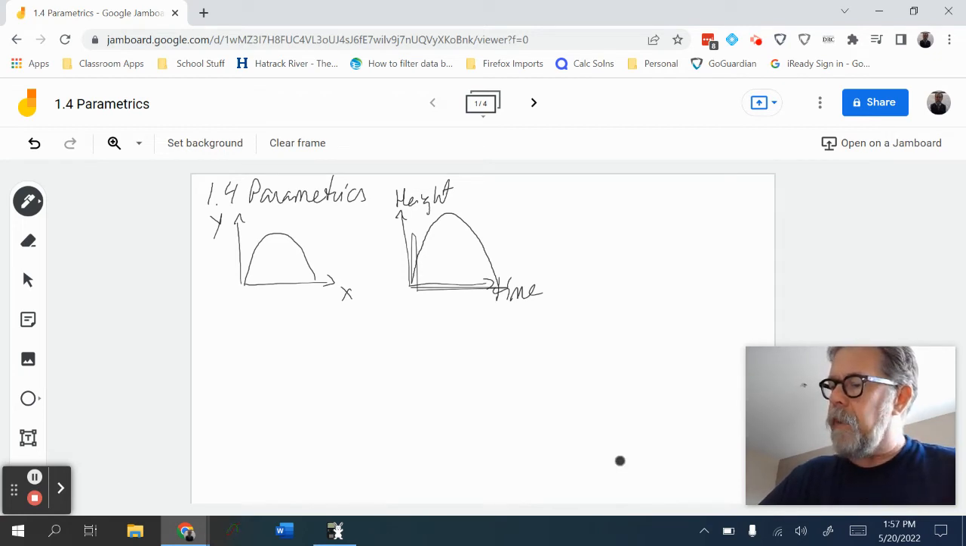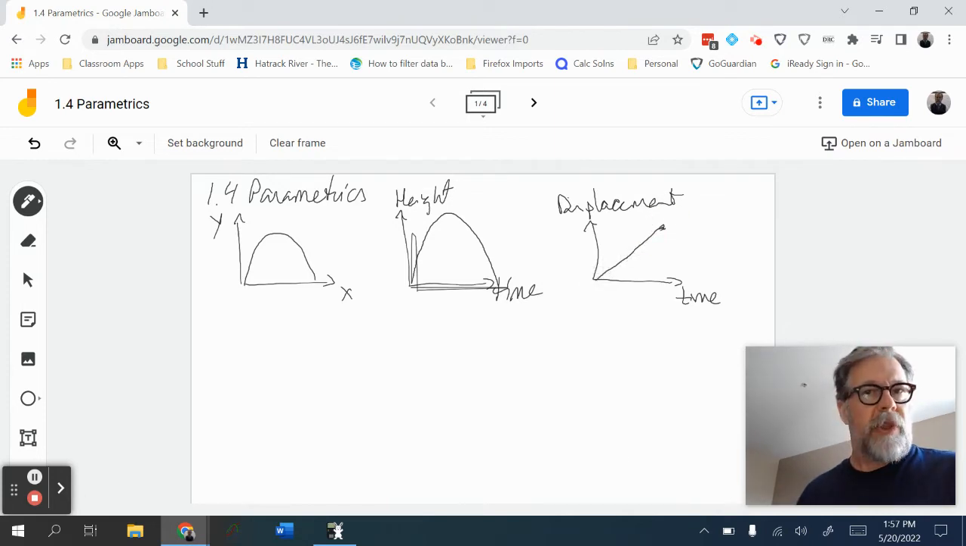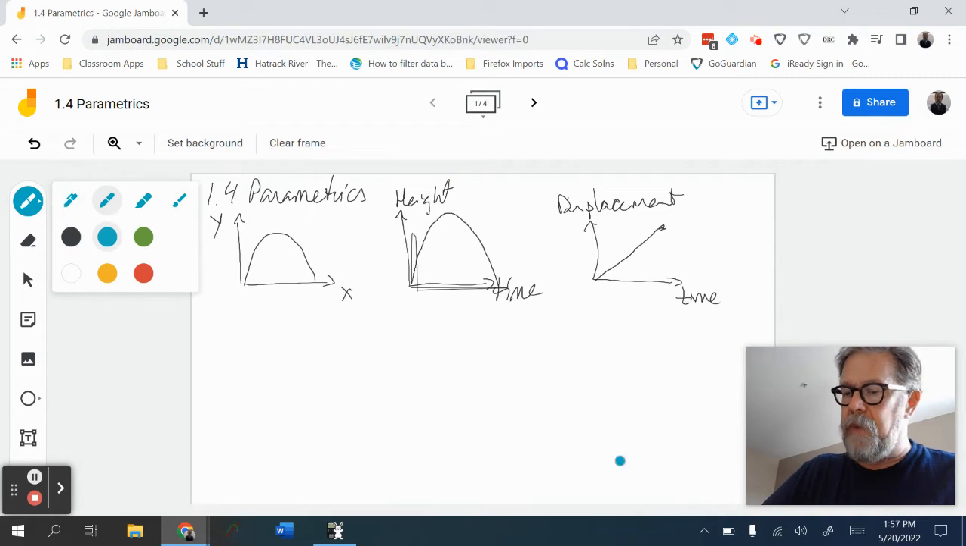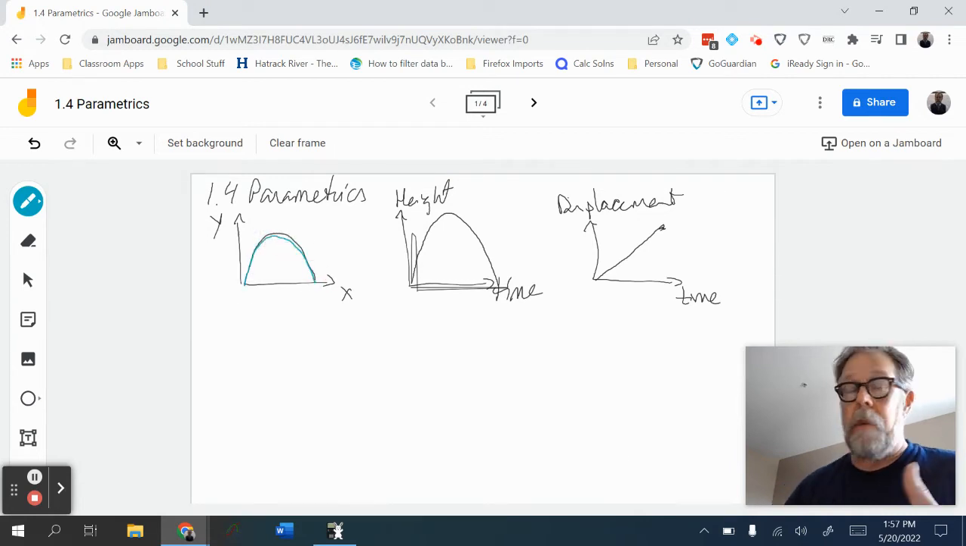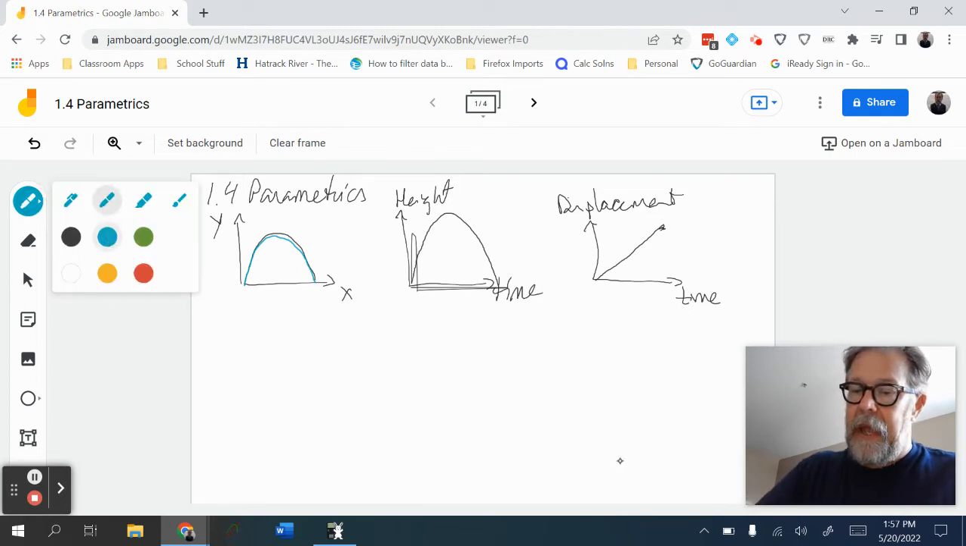Or we could do a graph of the displacement of the same projectile with respect to time. And what we would see is sort of the same thing: the projectile would continue to move to the right until such time as it hit the ground and stopped. But we don't see the motion of the parabola just as it goes. So parametrics is going to allow us to do this. So let's take a look at an example.